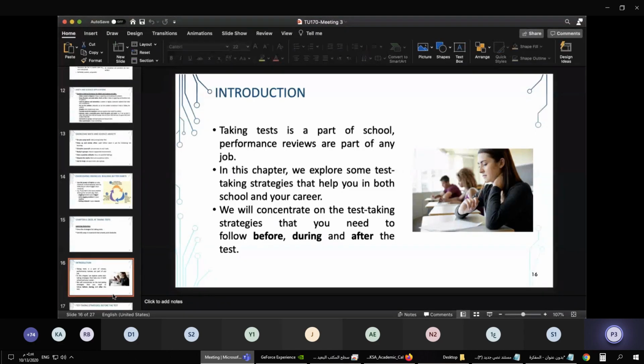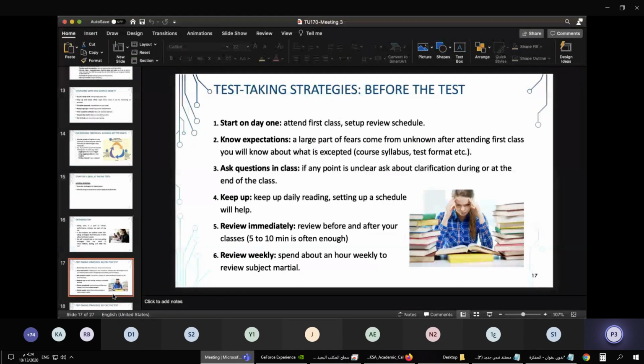We will concentrate on the test-taking strategies that you need to follow before, during, and after the test. Before the test, there are some strategies you can take note of. The first one: start on day one, attend the first class, and set up a review schedule so that you can review the material, review the slides, and so on. No surprises. This is one of the strategies.